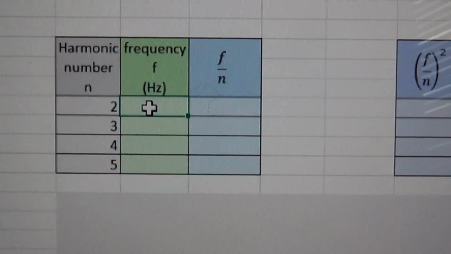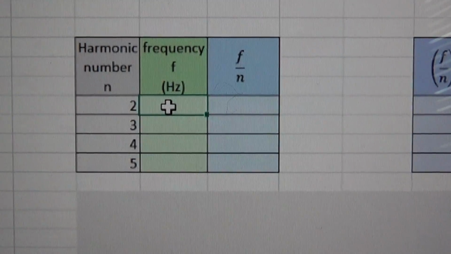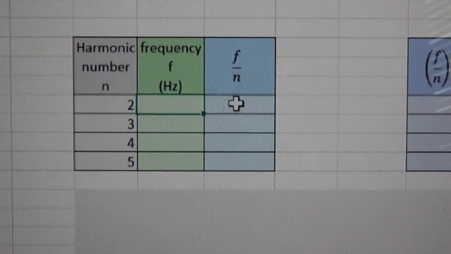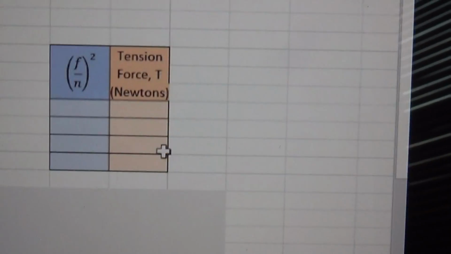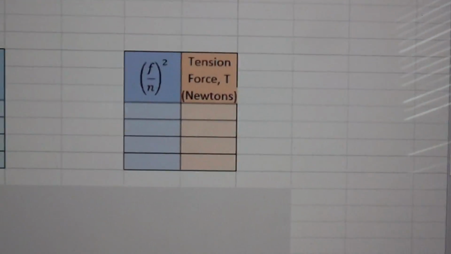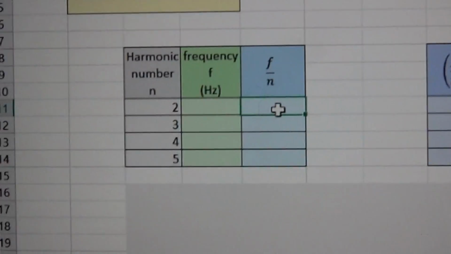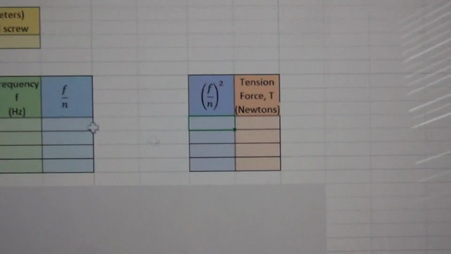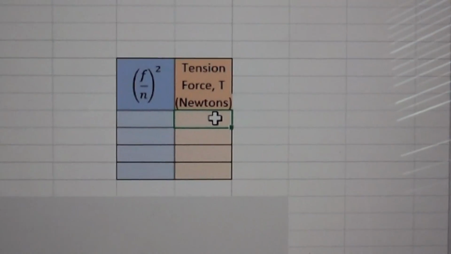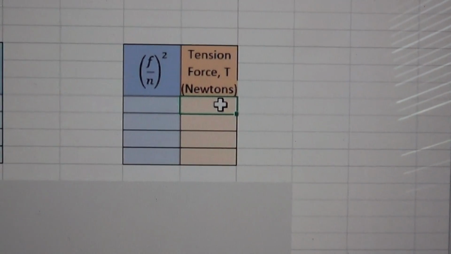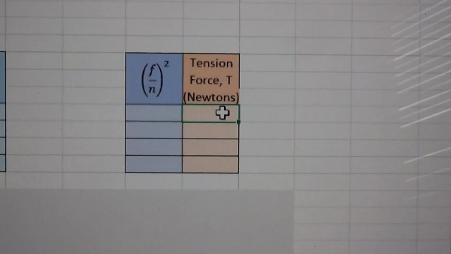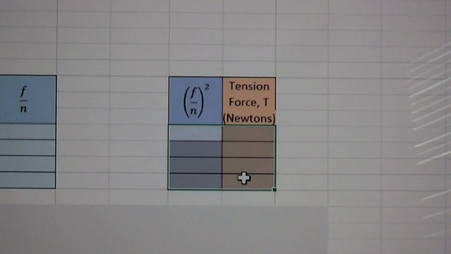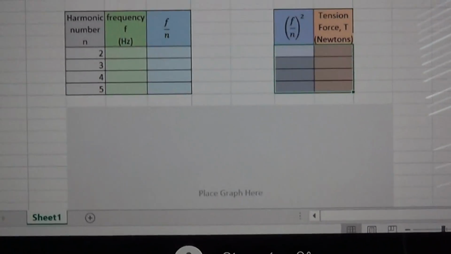This is where the frequency will go when we use the fast Fourier transform. And then the frequency over the harmonic number is just that. You take this number, divide by that number, and you get that. Then over here, this is going to be the table for the graph. Whatever you get for the ratio of frequency to harmonic number, you square that number and put it there. As simple as that. And this is going to be the force, tension T, that you get from the iOLab software. We're going to take an average force. Then you're going to graph all those data points onto a graph here and get a slope.